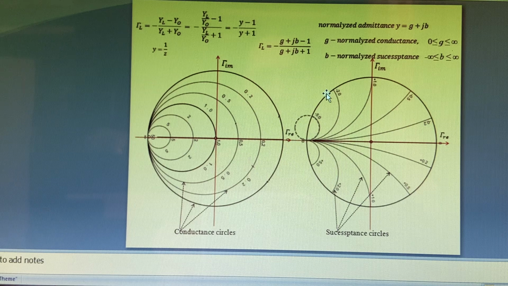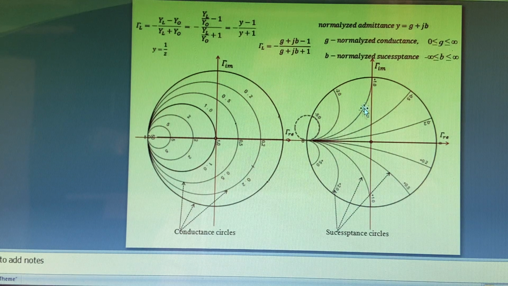Similarly, for B equal to minus 2, that is a circle like this. We will continue like this, but we will be taking the susceptance circles only up to the G equal to 0 circle. Behind that it will be negative, so we are not considering that. So the reactance or susceptance circles are considered only up to this point.